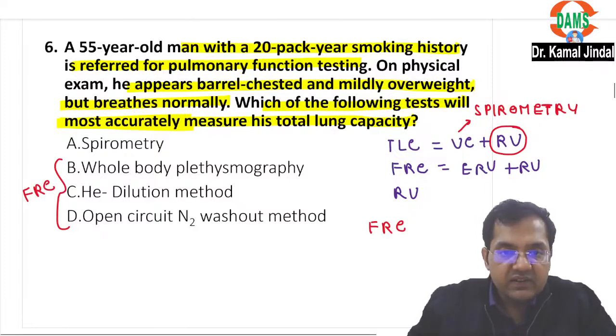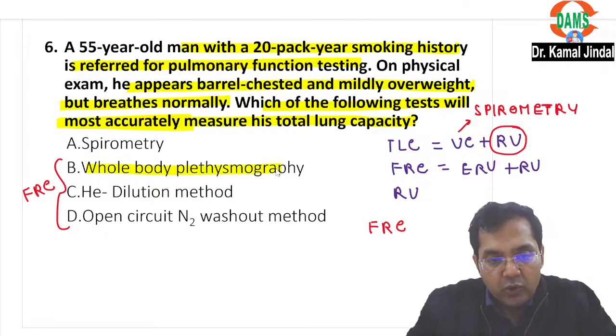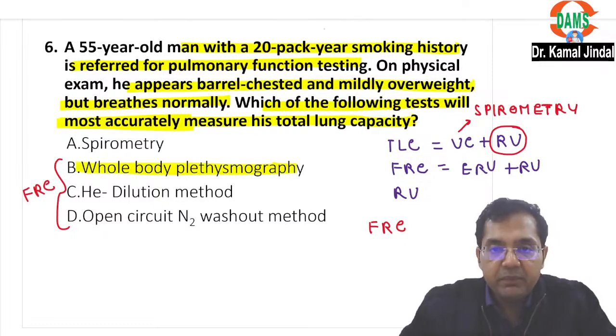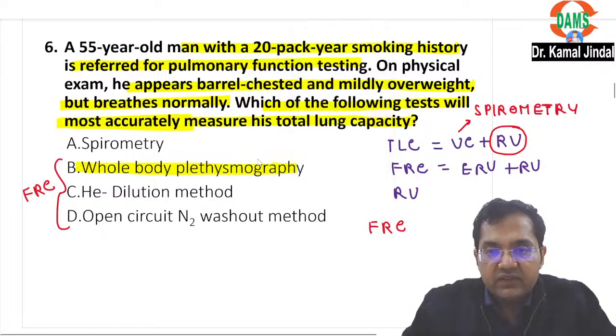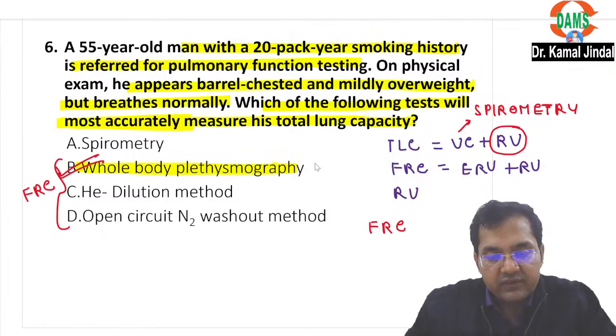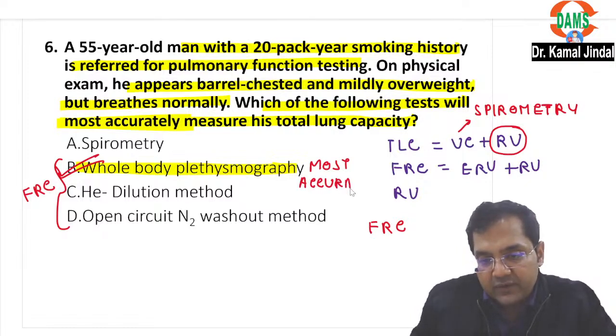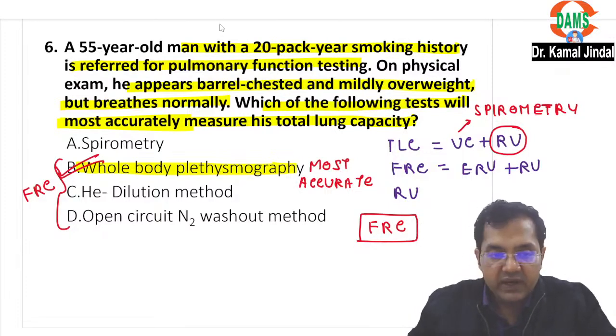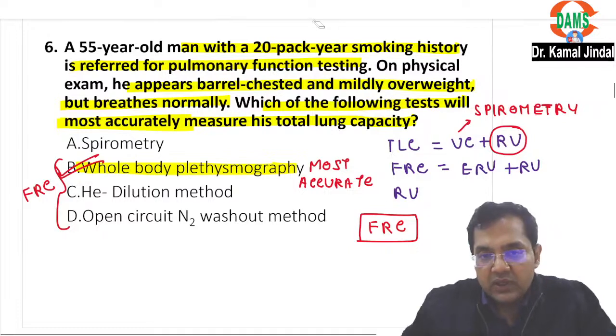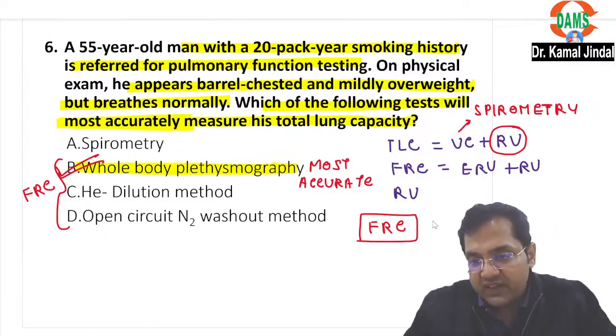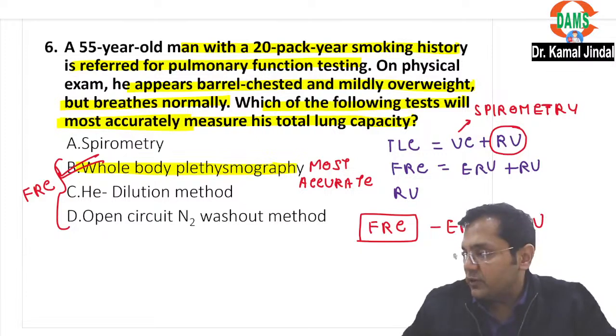But the answer is only whole body plethysmography because this is the most accurate one. So what we do is we measure the FRC via whole body plethysmography. Then once I know your FRC, I will simply use this formula. I will subtract the ERV and I will get the value of residual volume.